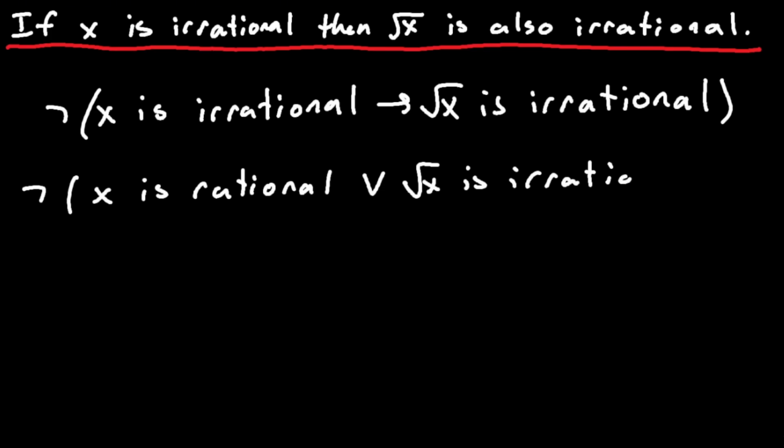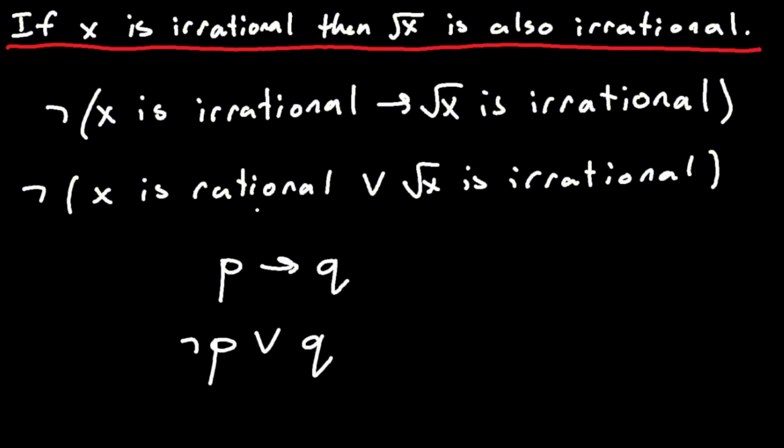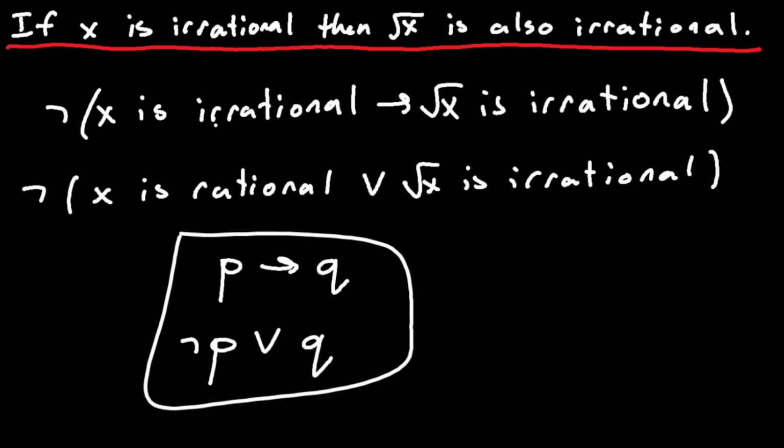So this right here is the conditional identity, correct? If we have a statement and then a conclusion, P implies Q, the conditional identity turns it into not P or Q. And that's exactly what I did here. I negated P, to get x is rational from x is irrational, and I just left Q the same. So the square root of x is irrational, correct?